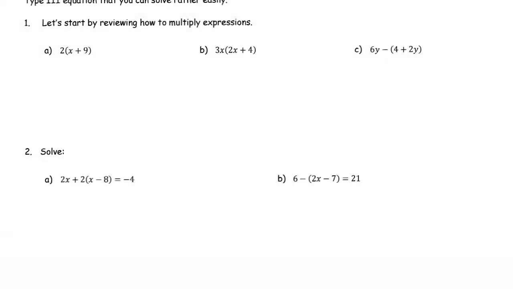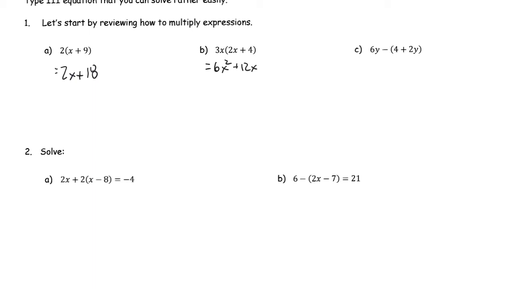For this first set of questions, we're just going to distribute. We're just going to multiply that through. So what we've got to start off with is 2 multiplied by x plus 9. The 2 is going to get distributed through. So 2 times x, and then 2 times 9 will give us 18. So 2x plus 18. For this next one, where I've got the 3x multiplied by 2x plus 4, again, that 3x gets distributed. So 3x multiplied by 2x is 6x squared, and then 3x times 4 is going to be positive 12x.